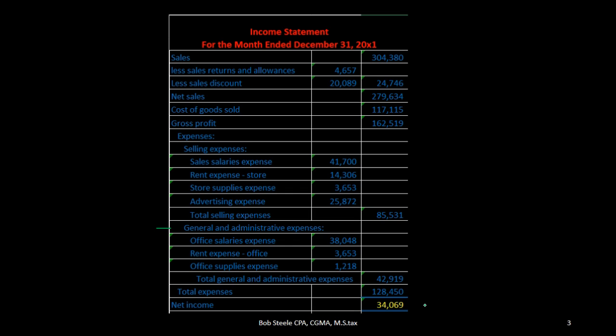this case $34,069. Note that the bottom line is really still revenue minus expenses. However, now we have more detail in terms of the categories of those expenses, which can provide more information to those users that would like that more detailed information.